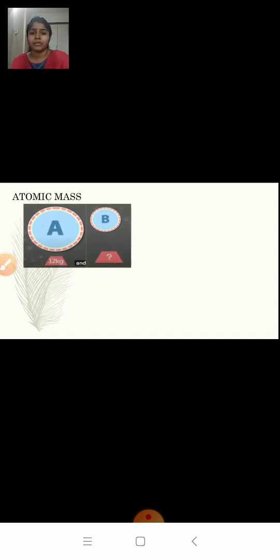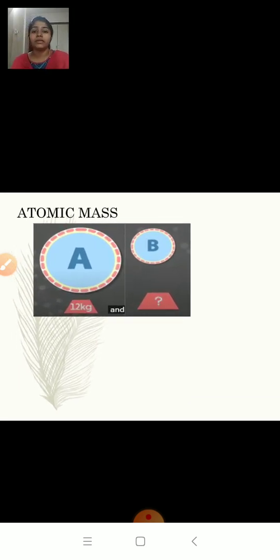Now, how do we calculate the mass of a single atom? Is it practically possible to do so? Let us see. Imagine we have two objects, object A and object B. The mass of object A is 12 kg. We don't know the mass or weight of object B. We have to find out.